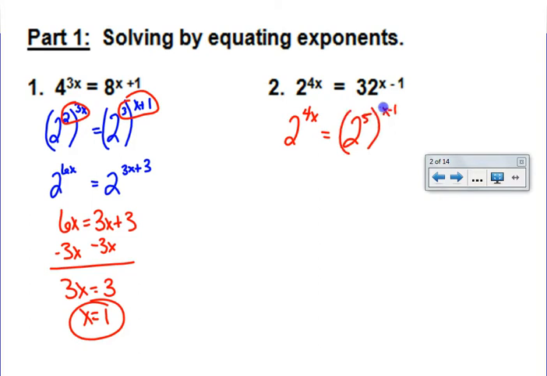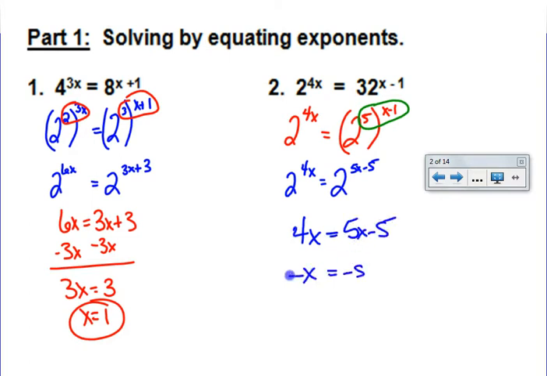And then it still has an x minus 1. So again, exponent property says power to a power, we're going to multiply these together. So we have 2 to the 4x is supposed to be equal to 2 to the 5x minus 5. Don't forget to distribute. And now that we have the same base, we can just set up an equation that says 4x should equal 5x minus 5. So I'm going to subtract 5x over here and get negative x equals negative 5. So x equals 5.